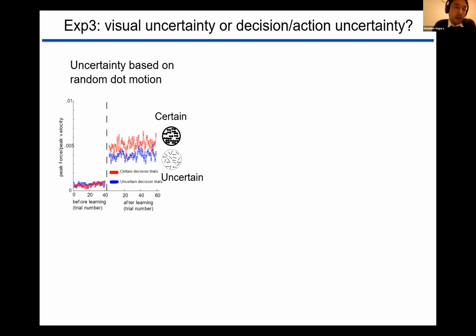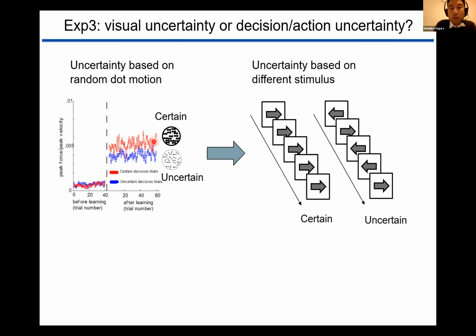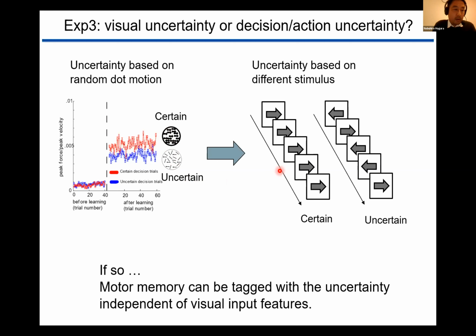So in experiment 2, we show that uncertain decisions, or uncertainty of decisions, can tag different levels of force fields. And next, we wanted to know whether this tag can transfer to the uncertainty-matched situation of a different visual stimulus. Okay. So what does this mean?